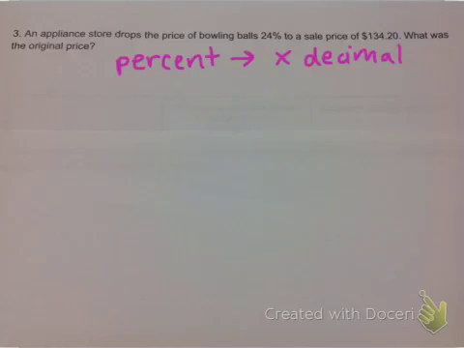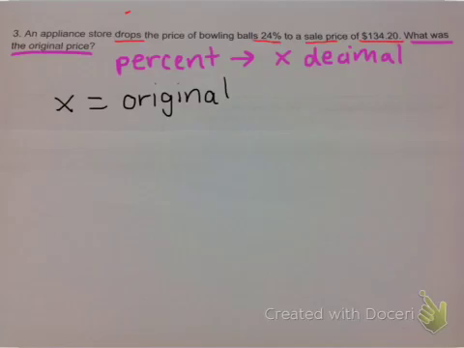An appliance store drops the price, and I think that since it says drops, that's going to tell me to subtract. It drops the price of bowling balls 24% to a sale price of $143.20. What was the original price? So let's define our variable first. Since it's asking what was the original price, I'm going to say that x equals the original price. That's what we're trying to find.